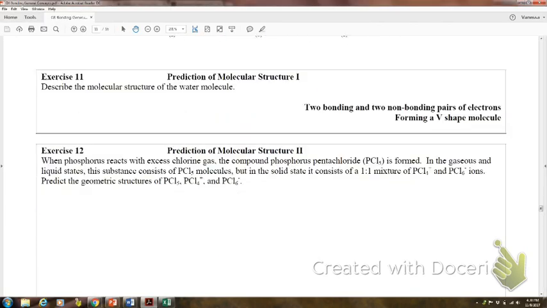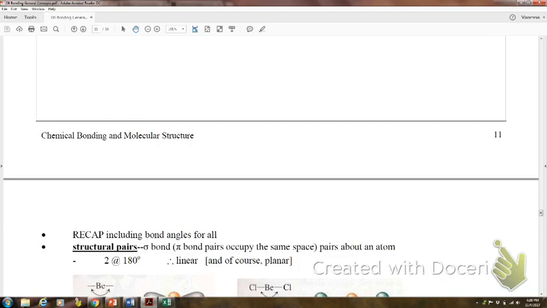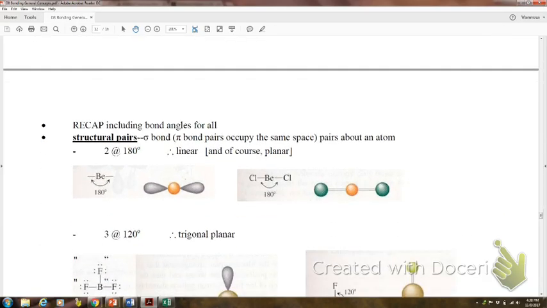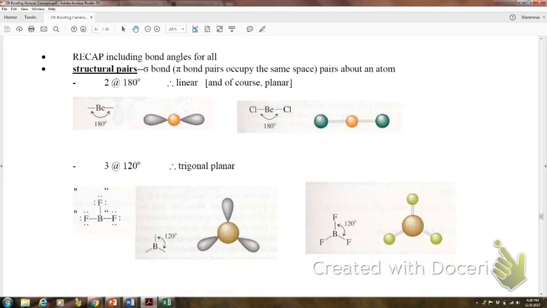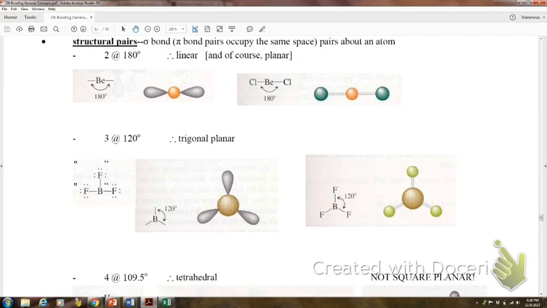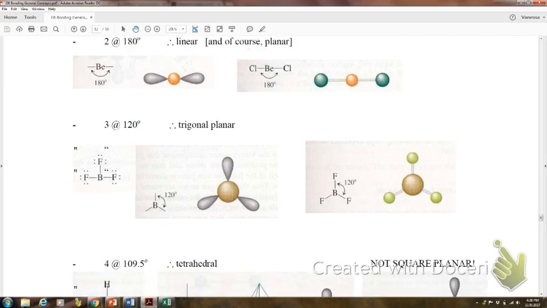So let's keep moving along here, and let's look at the bond angles for structural pairs. If you are linear, of course, you're going to be at 180. So your linear things are going to be 2 things bonded to it, no lone pairs. Beryllium chloride would be an example. If you are trigonal planar, which has no lone pairs on it, it's just going to be spread out to an even 120 all the way around.